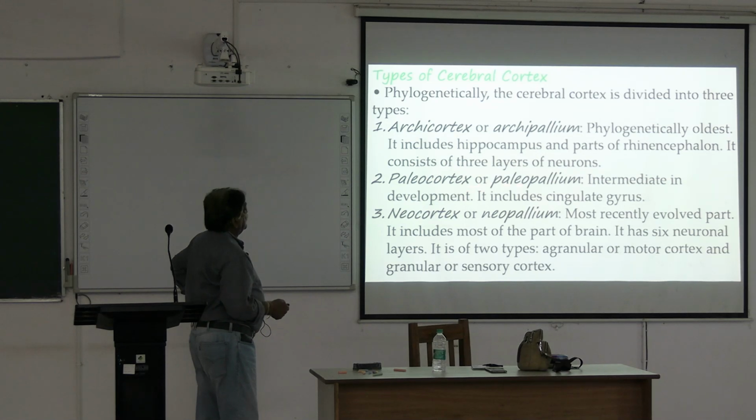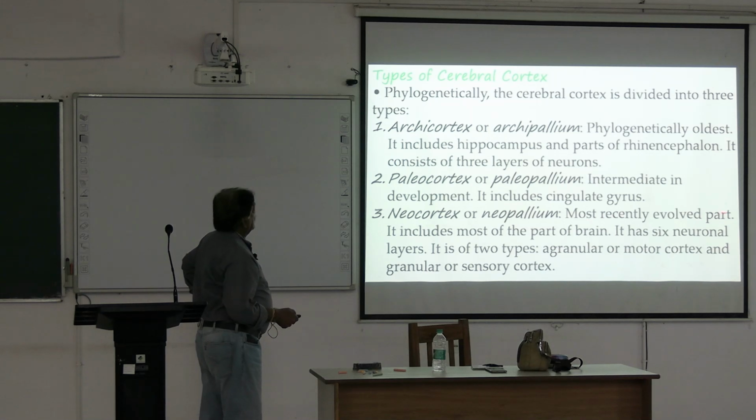Paleocortex or paleopallium, intermediate in development, includes cingulate gyrus. Neocortex or neopallium, most recently evolved part. It includes most of the part of the brain. It has 6 neuronal layers. It is of two types, agranular or motor cortex and granular or sensory cortex.